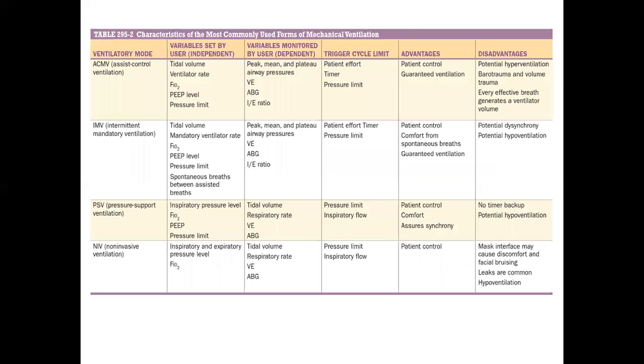So again, you review this on your table 295-2, a table that demonstrates the different ventilatory modes, the variables set by the user, the variables monitored by the user, the trigger, the cycle, and the limit, advantages and disadvantages.